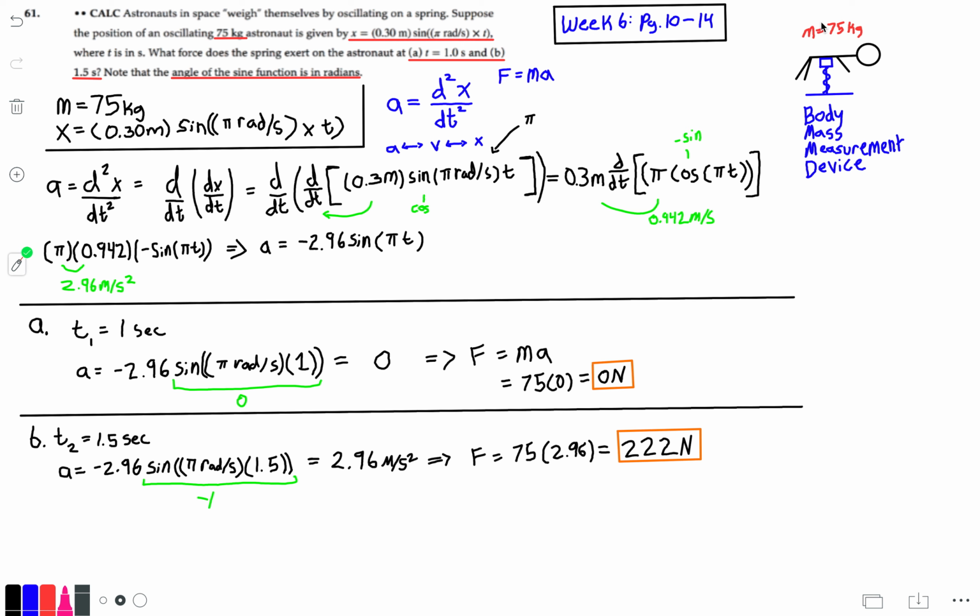The concept in question here is the body mass measurement device. This device was developed by Russian scientists in order to weigh their astronauts in space. So I've drawn a little picture of it right here, as you can see.